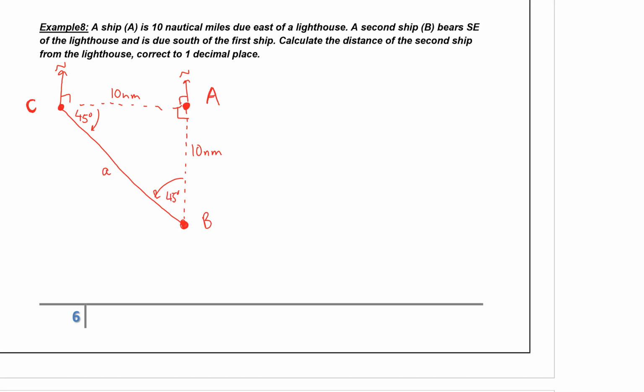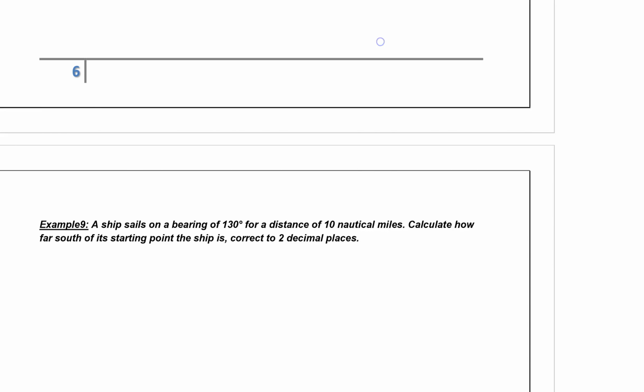I could use some trigonometry here, but we don't need to, because I have two of the sides and I want to find the third. I know that a squared, in this case, equals 10 squared plus 10 squared. So a squared equals 200. A is the square root of 200, which is equal to 14.14 nautical miles. Wonderful. There's the first one.